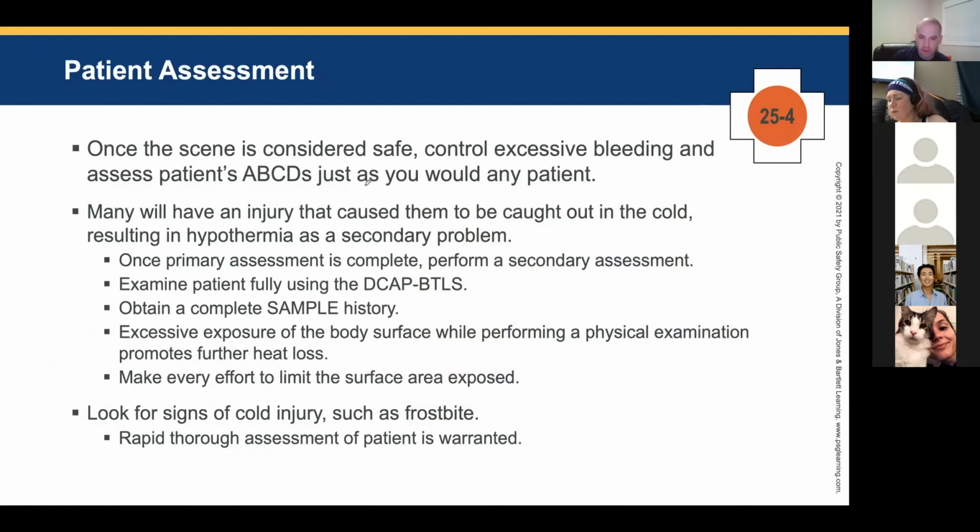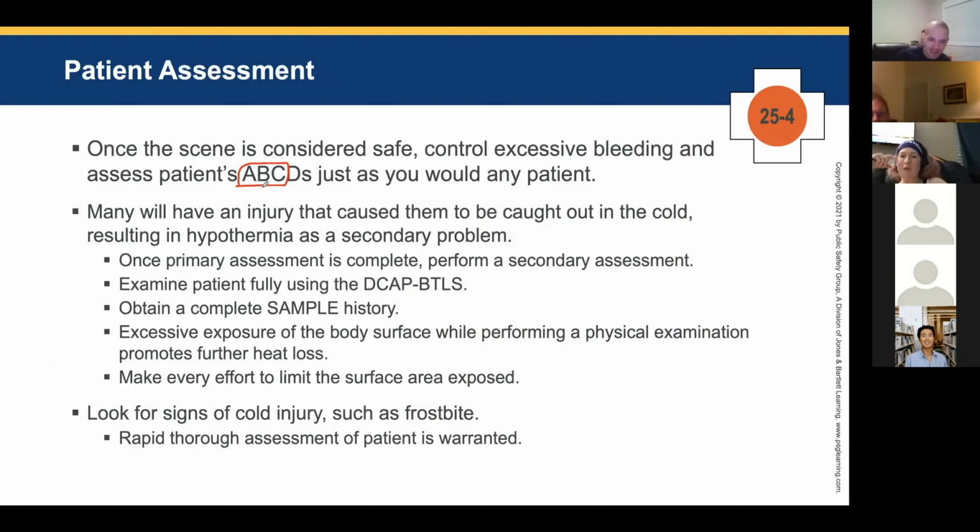So once we have the scene safe, we want to control excessive bleeding and then assess the patient's ABCDs just as you normally would. What do the ABC stand for? Airway, breathing, circulation, disability. All right, somebody give me my answer. What does ABC stand for? Ambulate before carry. Boom, there we go. Dean, you're on top of it.